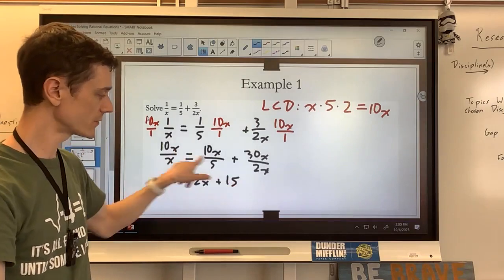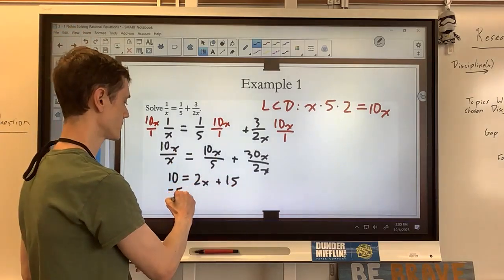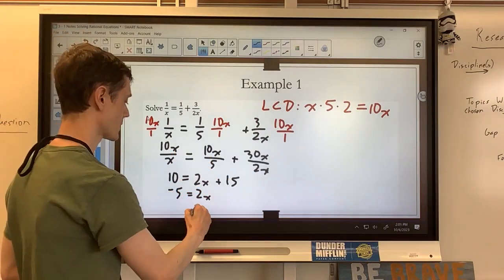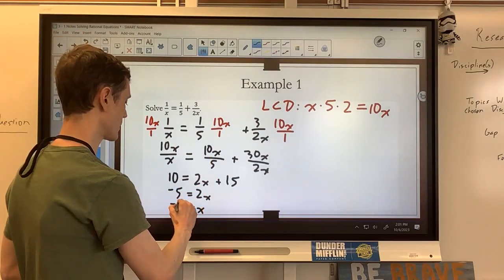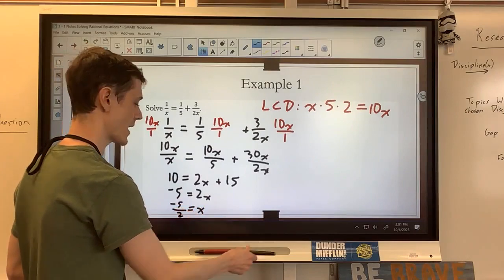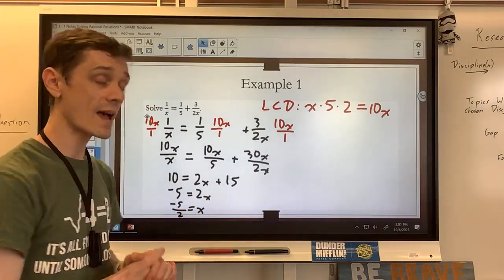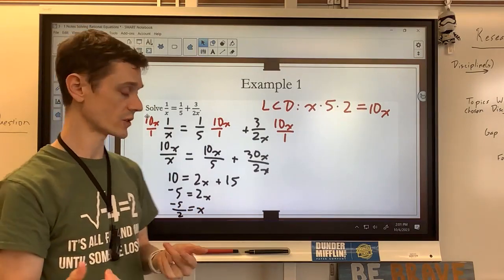I'm going to subtract 15 from both sides and then divide both sides by 2. So I have found a solution. It's -5/2, and you could think of that in decimal form if you like. So I have a solution, but I haven't determined whether it's extraneous or not yet.